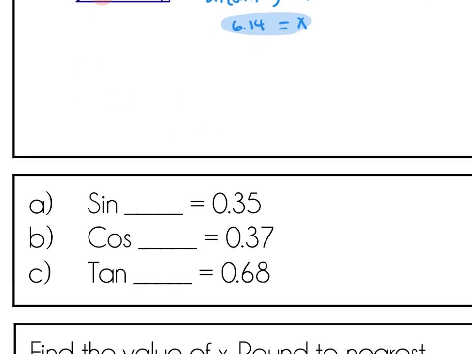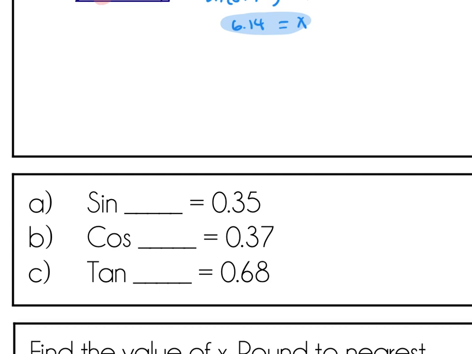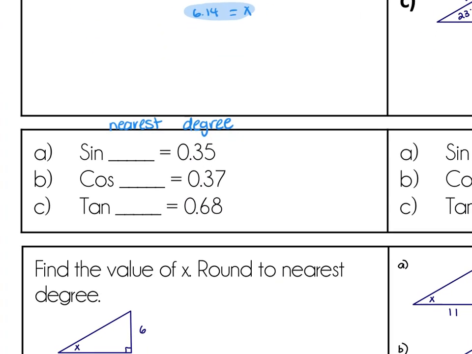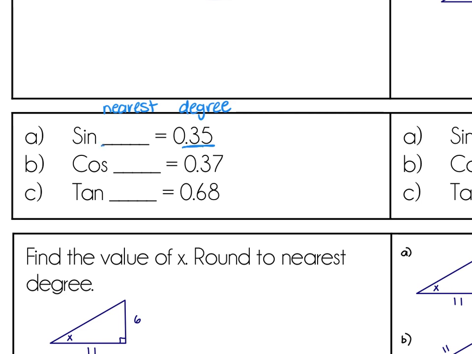Next comes calculator-based questions. So we're going to round these to the nearest degree. Opposite of what we did before, where we were given the angle and we wanted to know the ratio, this time we know the trig function and we want to know the angle. So we do the negative ones. Sine negative 1, 0.35. And that's 20.4, which is going to round to 20 degrees.